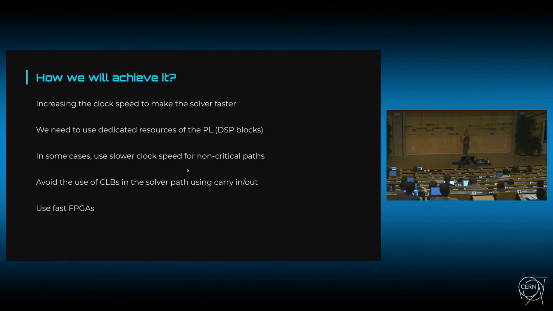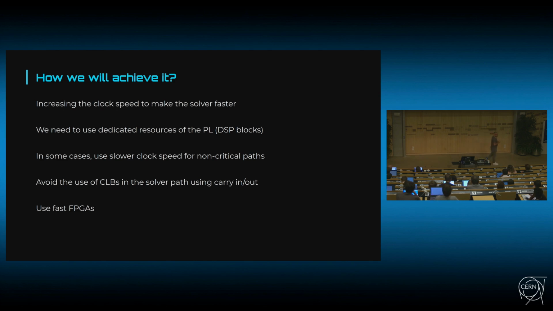Okay, we know that we need to create a high-speed simulator, a high-speed solver. How can we achieve it? Well, the first way is quite obvious. If I increase the clock speed, I can make my simulator faster. If my solver takes 4 clock cycles in order to calculate one step, one point, and I multiply the frequency of the clock by 2, I will have 2 times more points. The second one is also quite obvious. If I need to increase the frequency of the clock, I am going to need fast FPGAs.